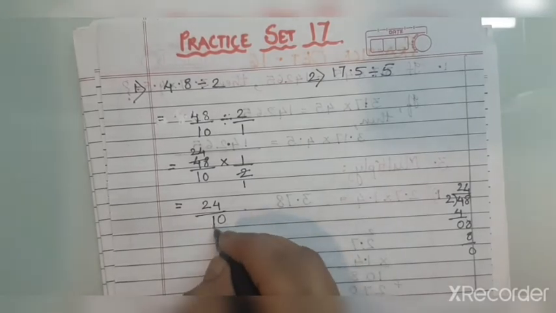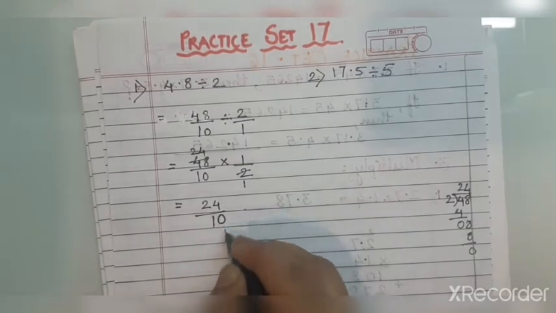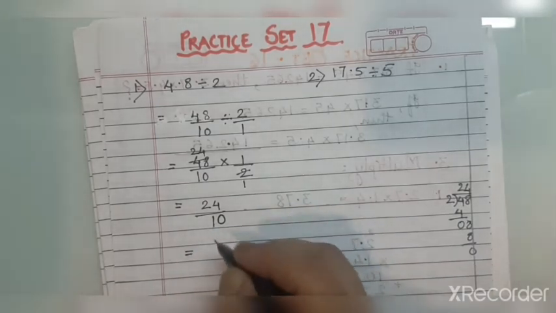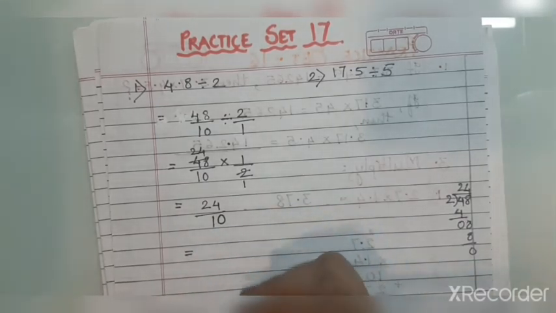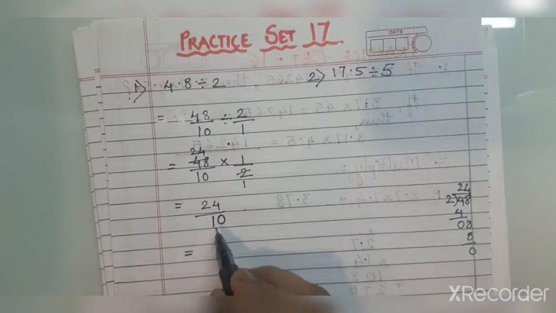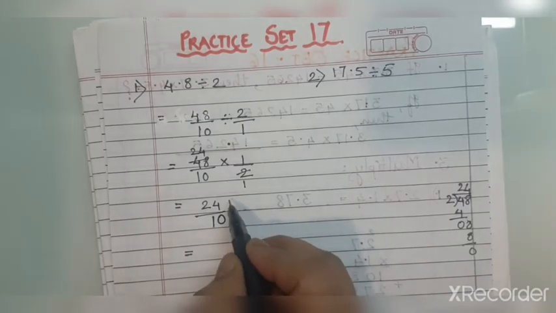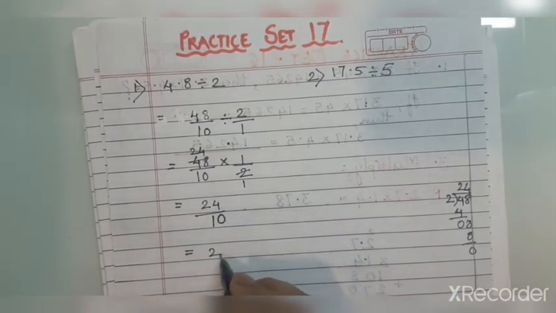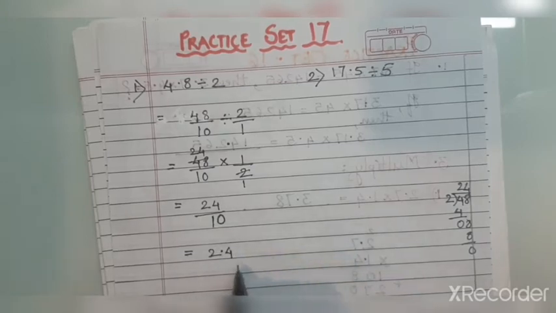Why did I say that we will not solve this 10 in the denominator? Because now we can convert this into a decimal fraction. Okay, since there is one 0 in the denominator, from the right hand side we will count 1 place and we will put a decimal. So from the right hand side 4 and after that the decimal. Since one 0, one decimal place.